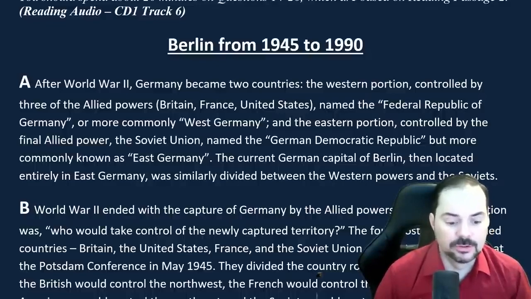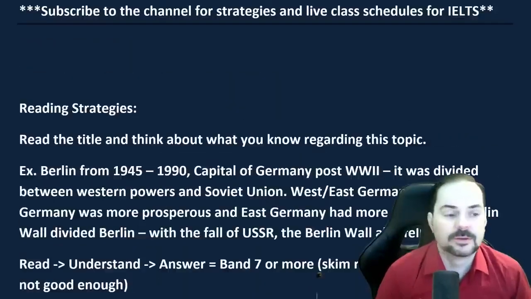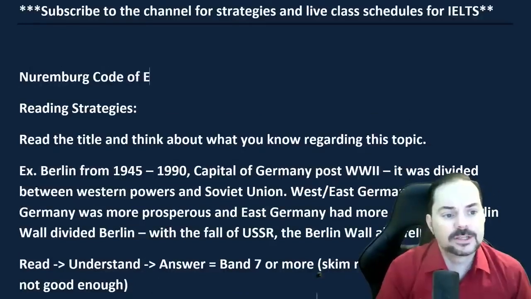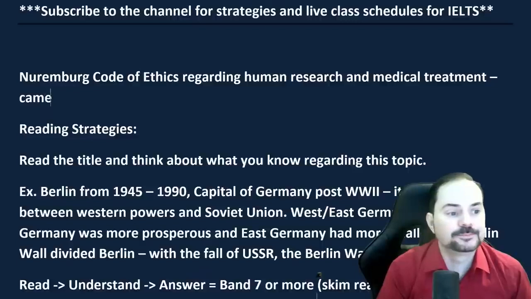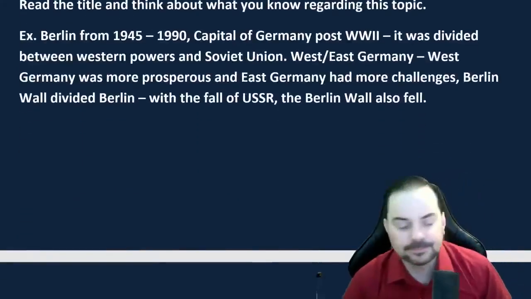That's called the Nuremberg Code. You're like, what is he talking about? But if you read it, if you look it up, you'll be like, whoa, really? We did that just recently? If people in the world would have known about that. The Nuremberg Code of Ethics regarding human research and medical treatment came as a result of World War II. Read on it and you'll be like, oh wow, why didn't people talk about that during COVID? Okay, all right.